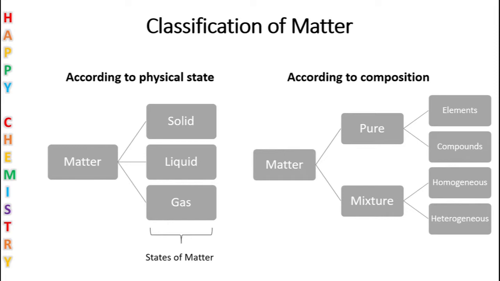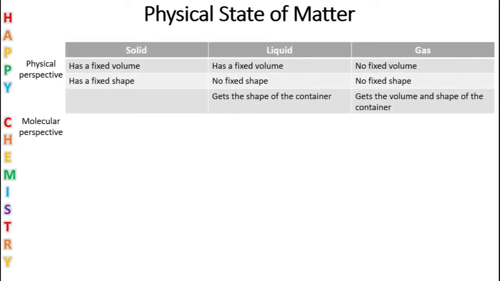First of all, we will see the classification according to the physical state. As I said, according to the physical state, matter can be divided into three main categories: solid, liquid, and gas. The differences between these three states have a physical perspective and a molecular perspective. In physical perspective, we can see the differences in shape and volume of the states of matter.